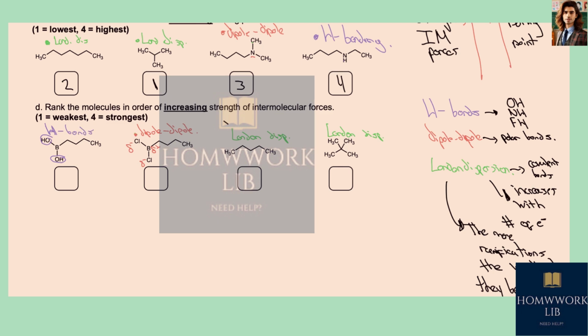So the order is going to be, the strongest one, hydrogen bonds. The next one would be dipole-dipole interactions. And over here, the weakest one would be the very bulky object that we're going to have there. As you see, we have a lot of ramifications compared to the one on the left.